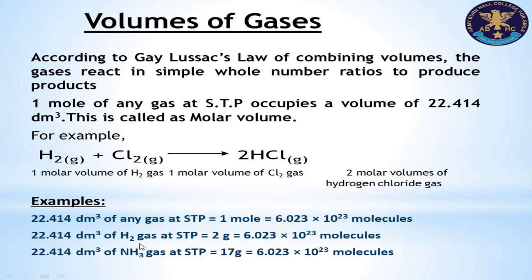And if we have ammonia gas, the 1 molar volume of ammonia gas at standard temperature pressure is equal to 17 grams. This 17 grams is the mass of 1 mole of ammonia gas. It contains 6.023 into 10 raised to power 23 molecules.